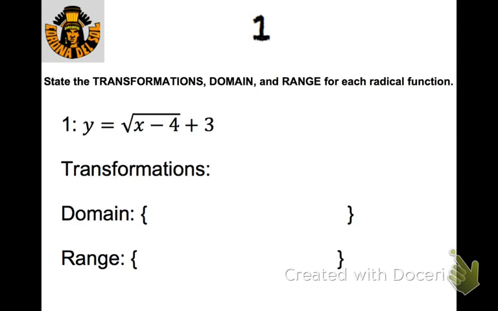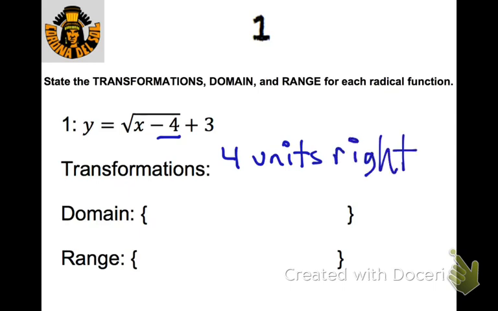So first one, the transformations, you can tell this one here is going to be moved 4 to the right. So we're going to say 4 units right. And then when it has the plus 3 there, that's going to be 3 units up.